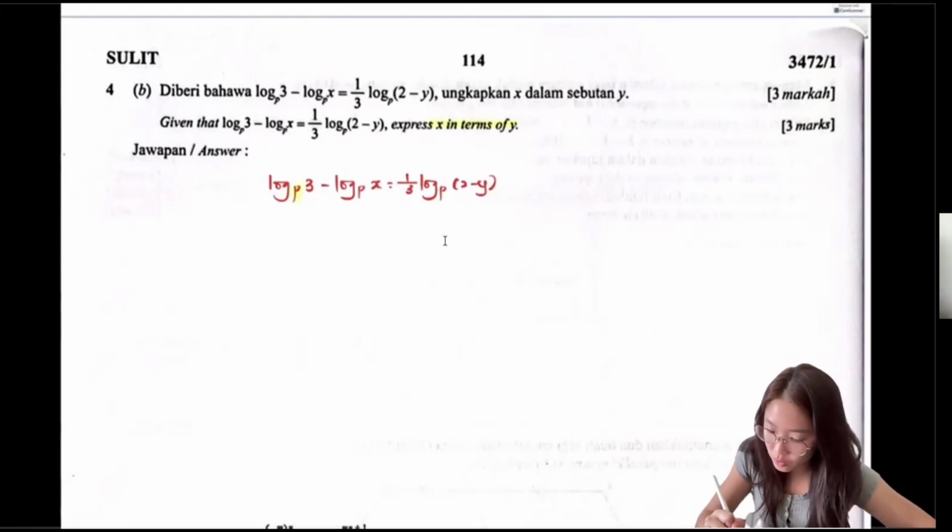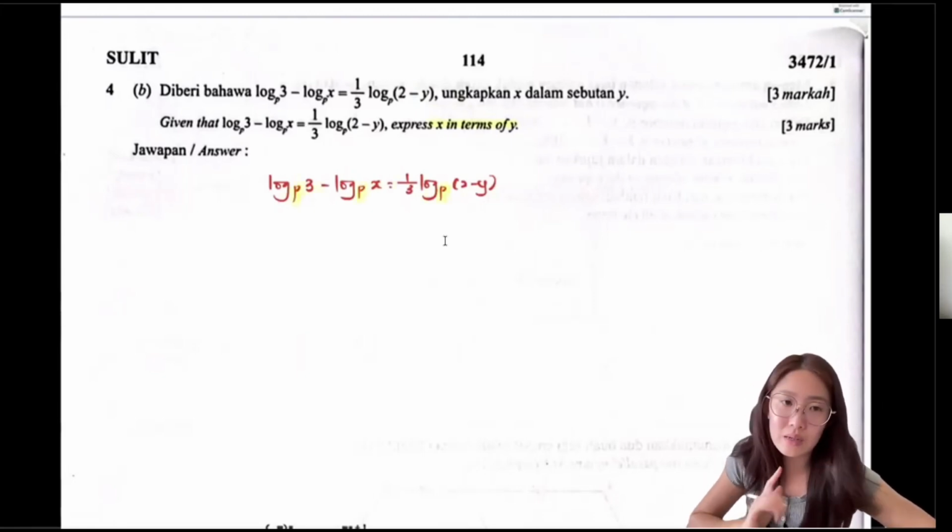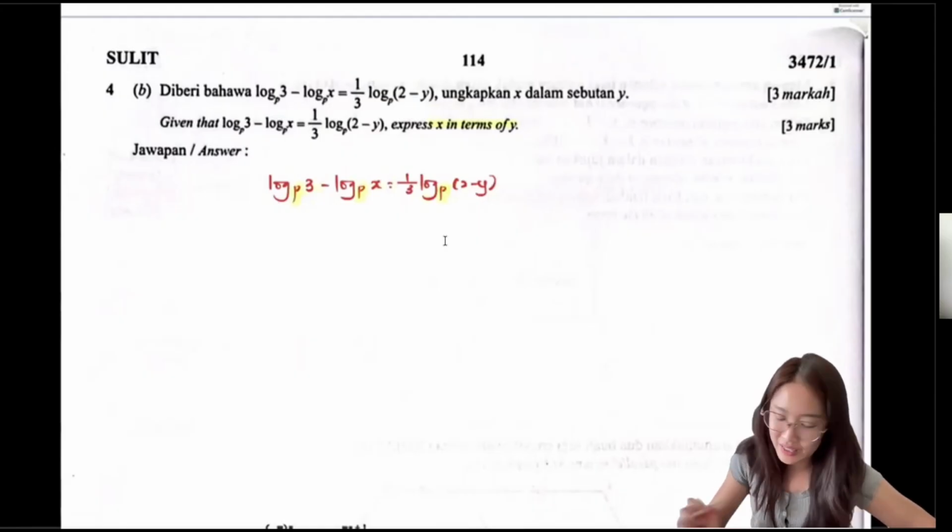Okay, so first, pay attention to the bases first. If your bases are the same, then your headache become lesser. Okay, so let's focus on the left-hand side of the equal sign first.